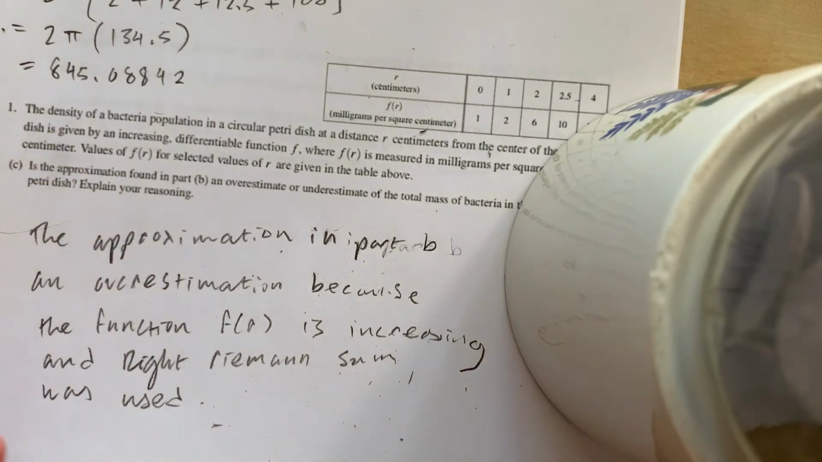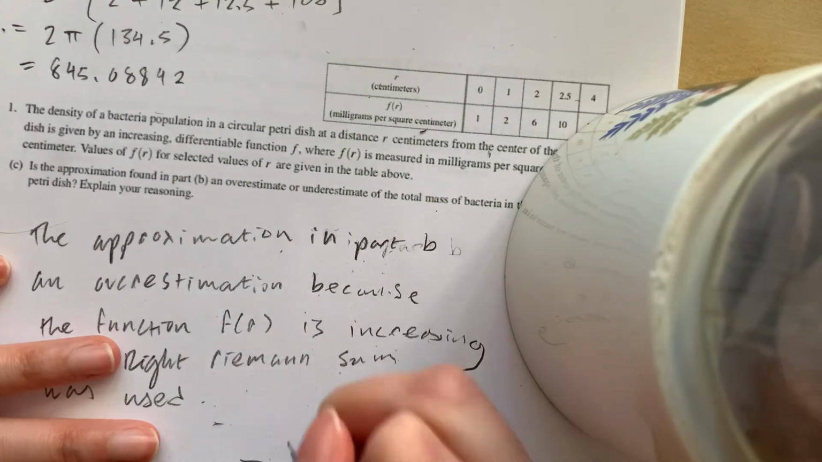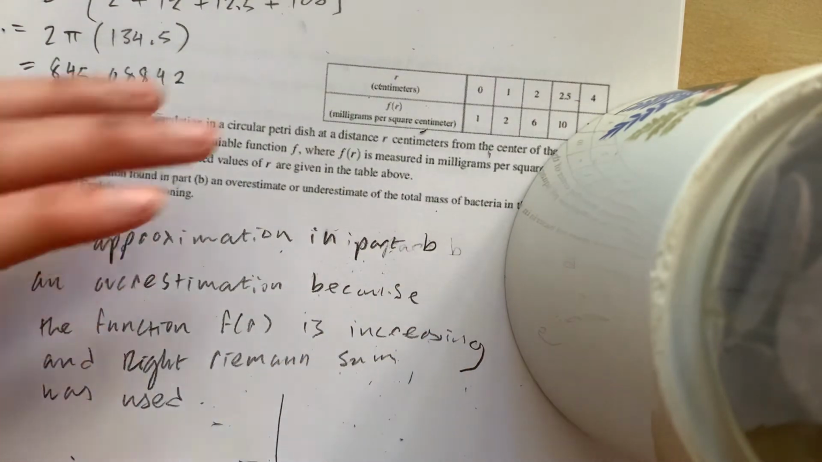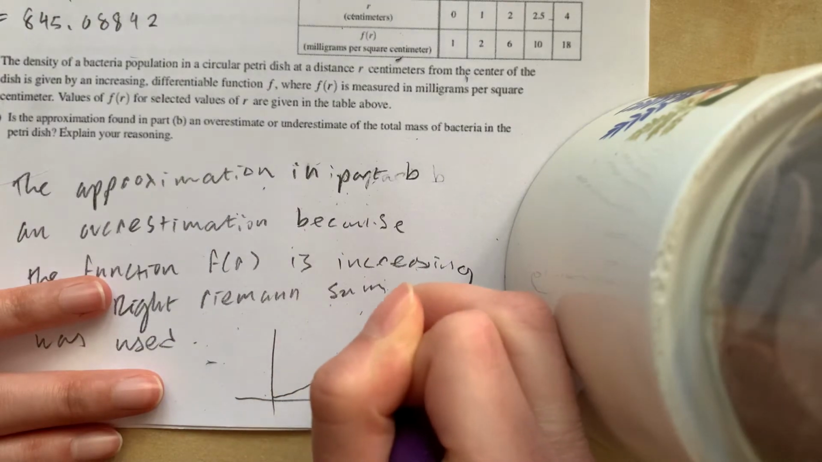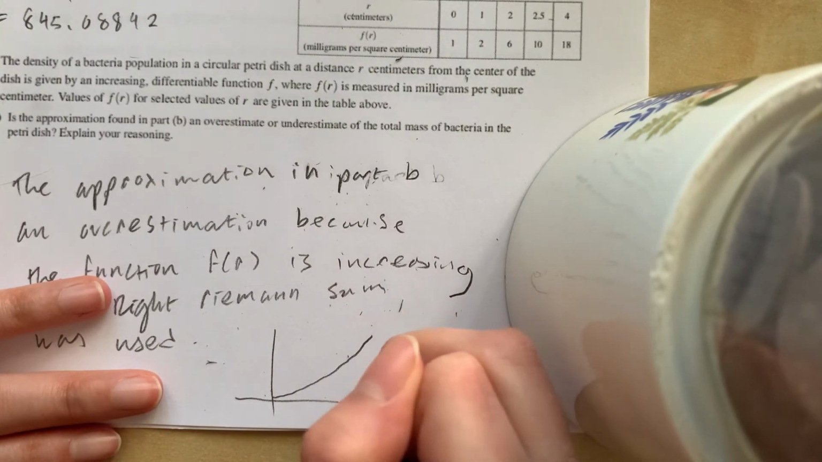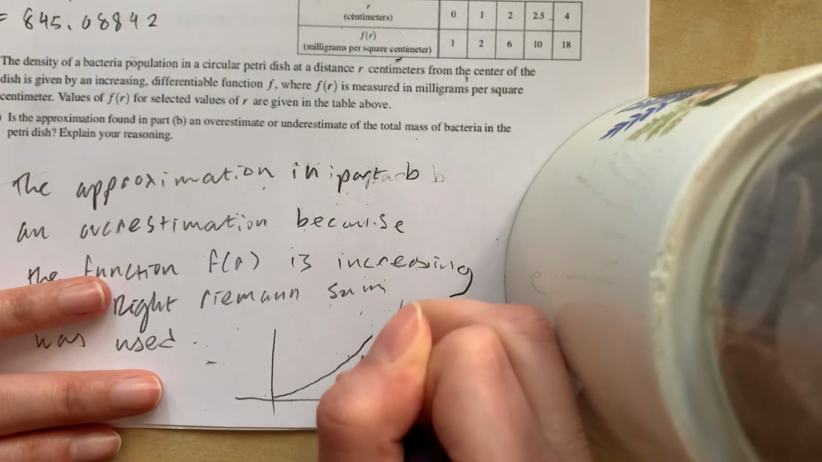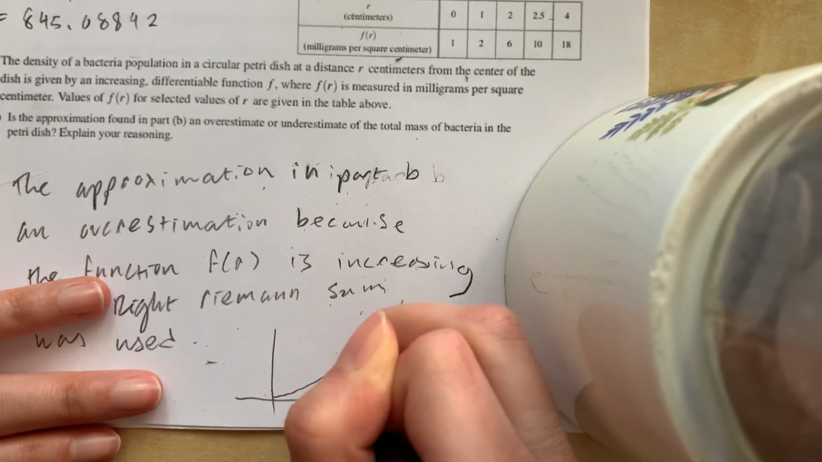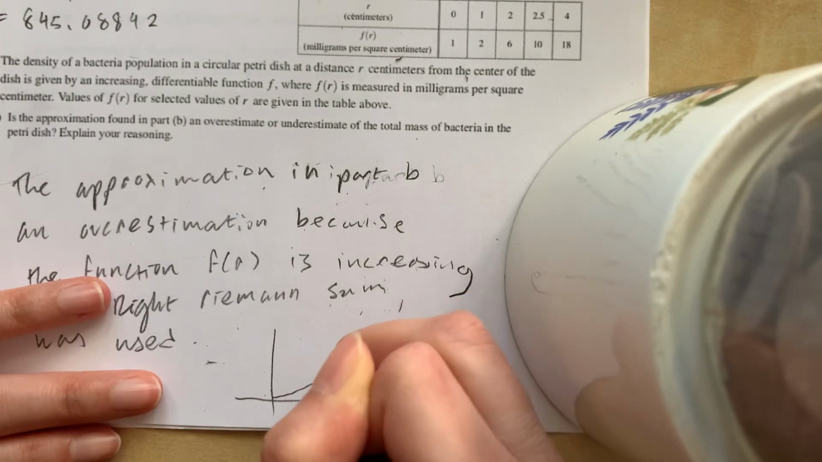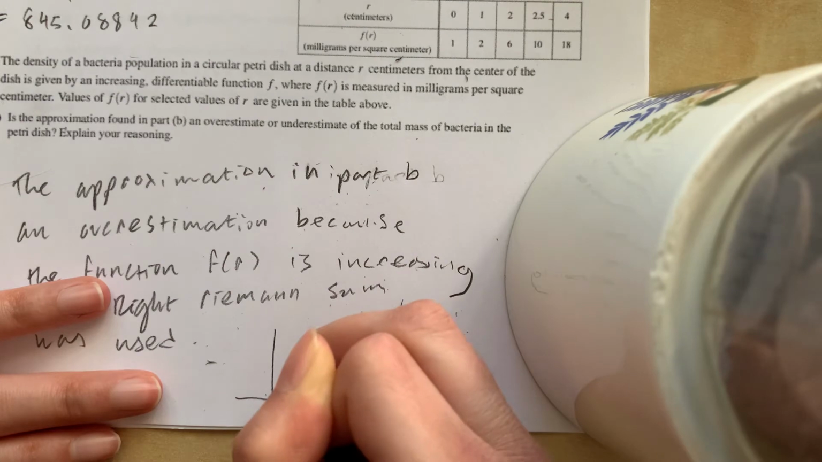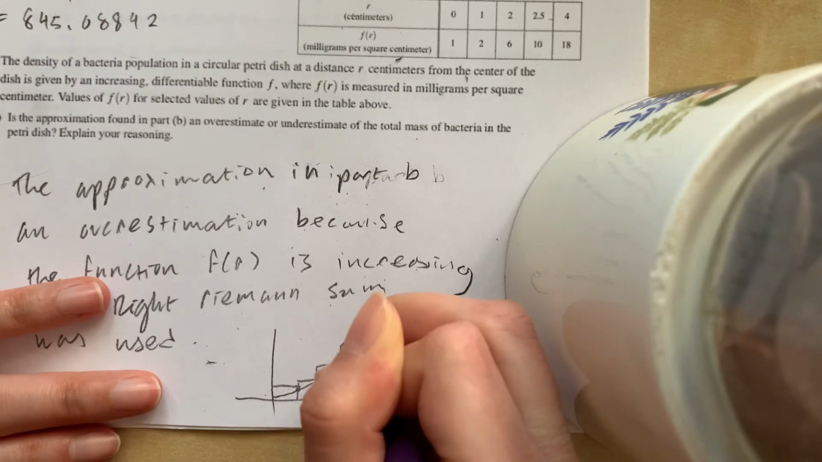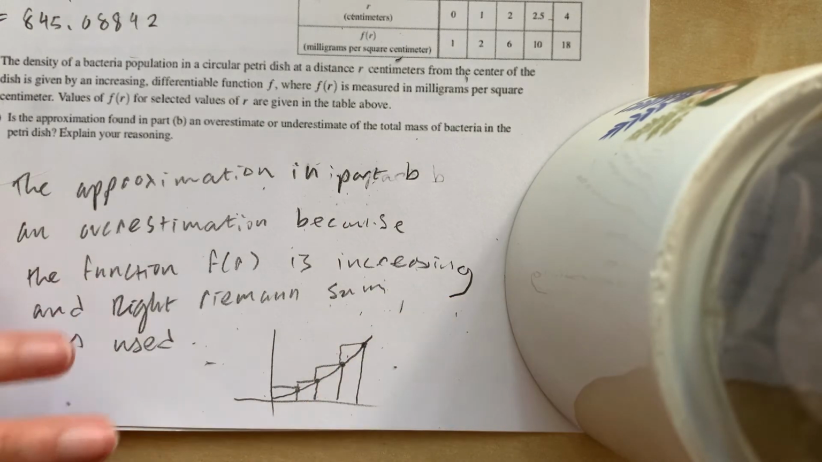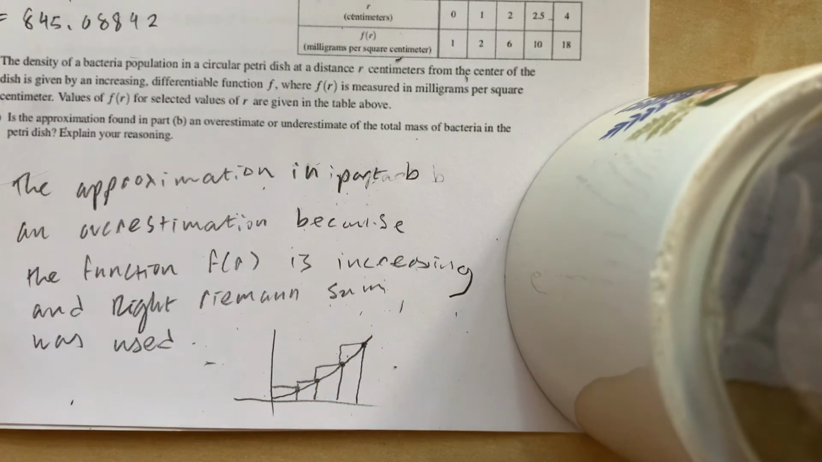I can try to draw a picture of what I'm talking about. If the function is increasing like that, and right Riemann sum is used, what's going to happen is that it's going to be an overestimation like that. All right.